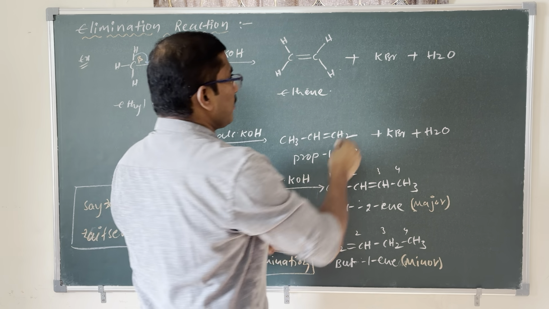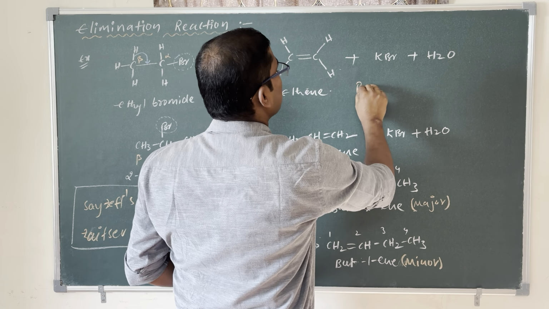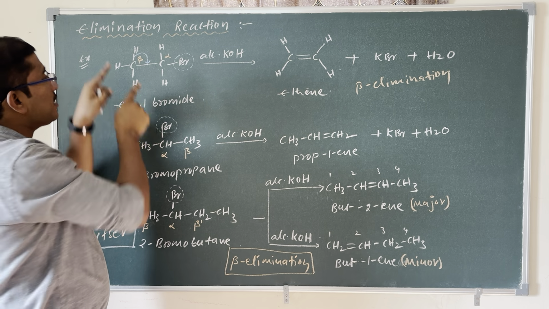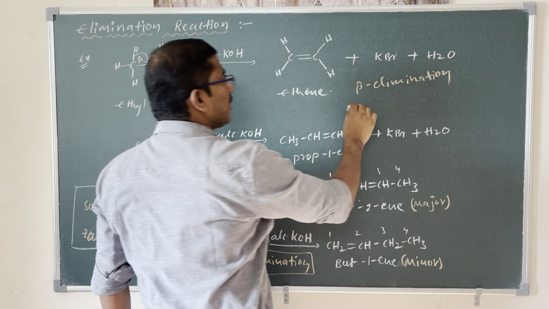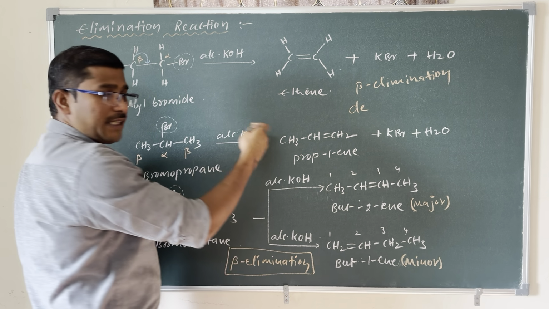Now here I am writing. What is the name of this process, students? Beta elimination. At the same time, keep in your mind, students, from alpha carbon atom, halogen is eliminated. From beta carbon atom, hydrogen is eliminated. That means hydrogen and halogen both can be eliminated. The elimination is generally considered as E. E is nothing but elimination.